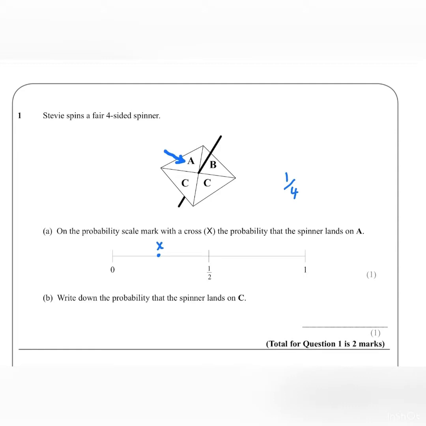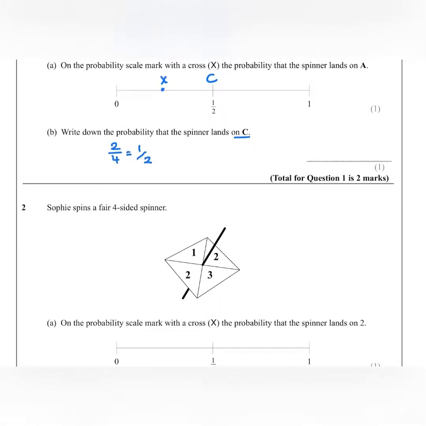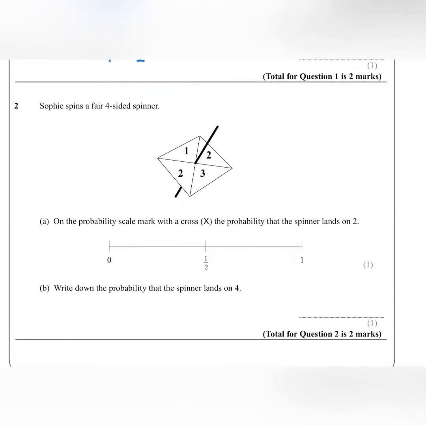Okay. And part B says, write down the probability that the spinner lands on C. Well, if you look at the diagram again, there are two sections with C on them. So that is 2 out of 4, which is a half. So C would go on the half. Okay, next example, you can have a go at this yourselves. Pause the video and then come back and check your answer.